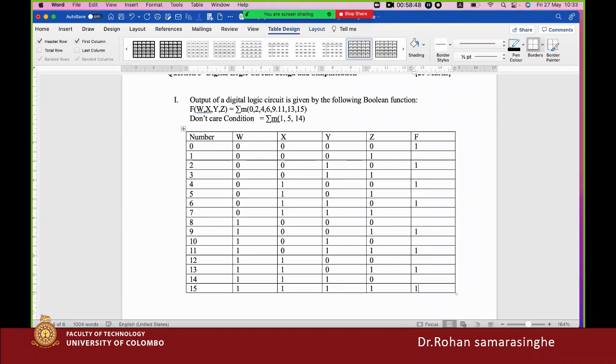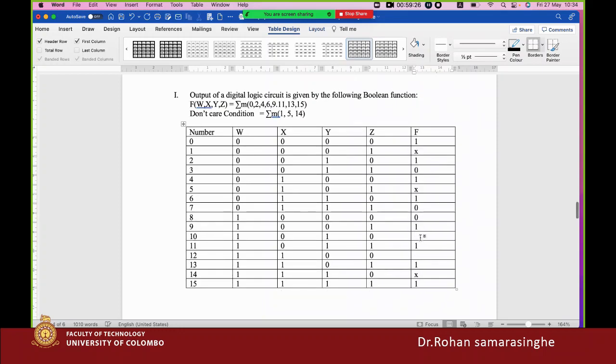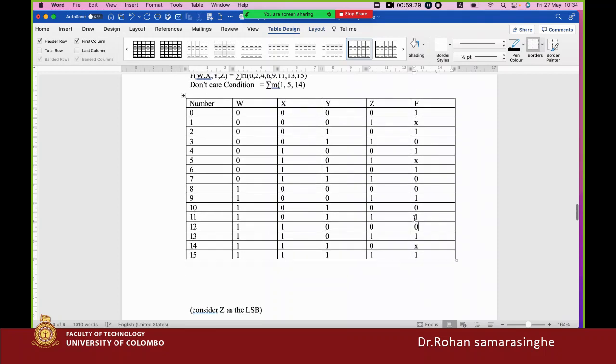And the don't care conditions are given as 5 and 14, so we can put a cross there. 5 and 14 are given as don't care. Then the others we can put 0. This is the truth table.